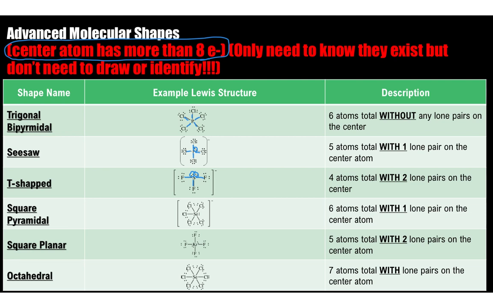All right, so the advanced shape happens because the center atom has more than 8 electrons. All right, you just need to know that these exist. You don't need to be able to identify them. You're not going to have to draw any of these. Just know the possibility for them exists.